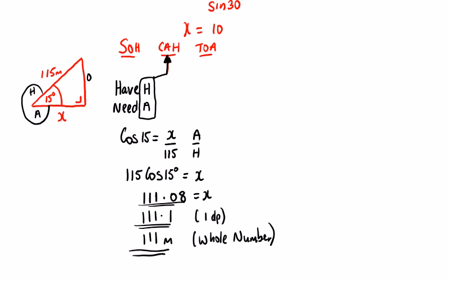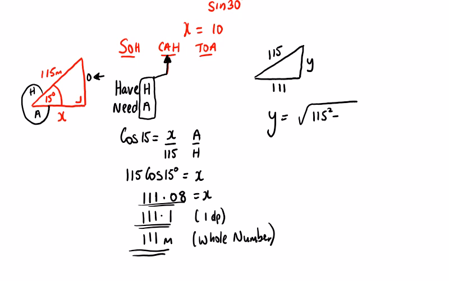Now, let's say we did want this side here, the opposite side. It could be the height of a building when we go to real life questions. So if we draw a triangle out again, we now have two sides. We have 111 here, and we have 115 here. And let's call this y. Remember Pythagoras? So we want the straight side, we have the diagonal. So y is equal to the square root of the diagonal to be squared minus the straight side to be squared. And if we type this into our calculators, it will initially come up as y is equal to 2 by the square root of 226.